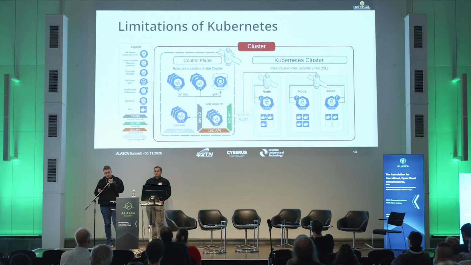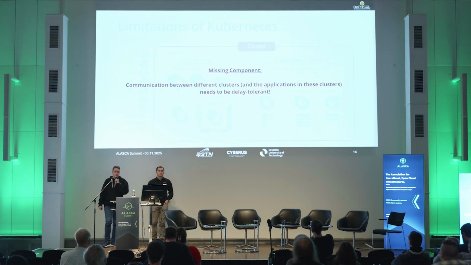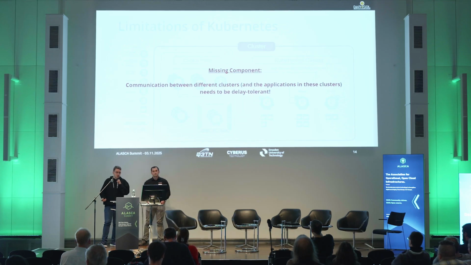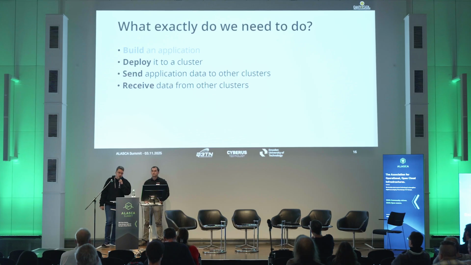Well, there is still a missing component, because while we can communicate internally in the cluster, we also need to communicate with different clusters and the applications running in these clusters. And these communications need to be delay tolerant. And this is not something Kubernetes can do out of the box. So what exactly do we need to do? Well, we need to build an application. Luckily, this does not need to be delay-tolerant communications. We just need a delay-tolerant project manager for that.